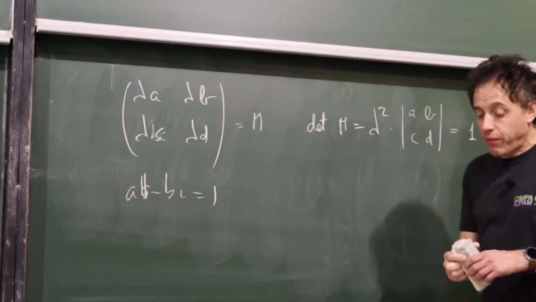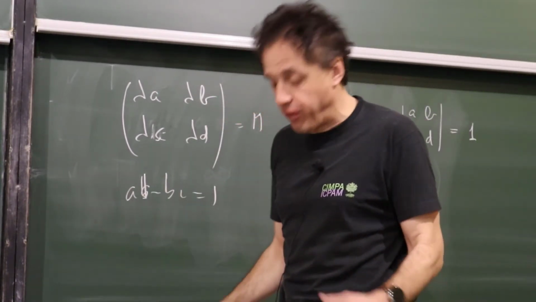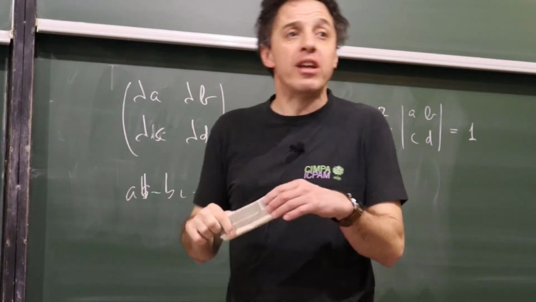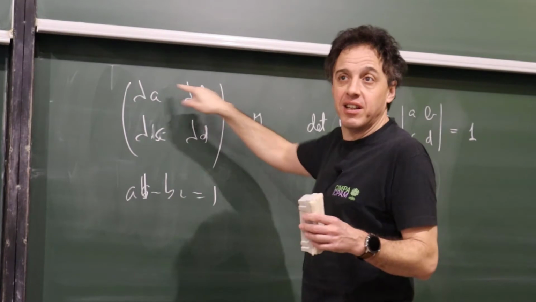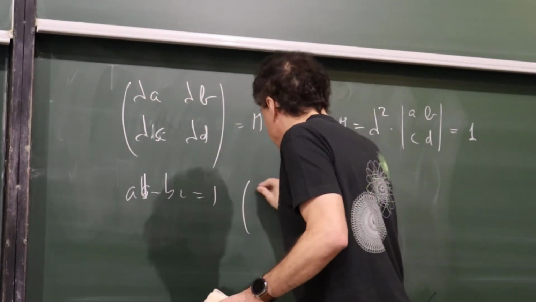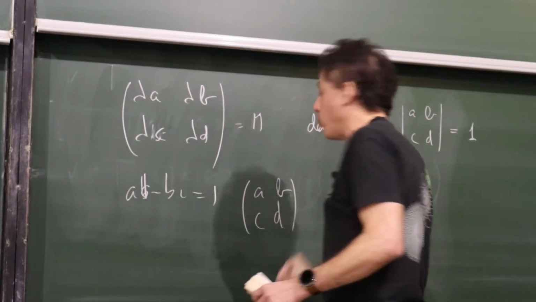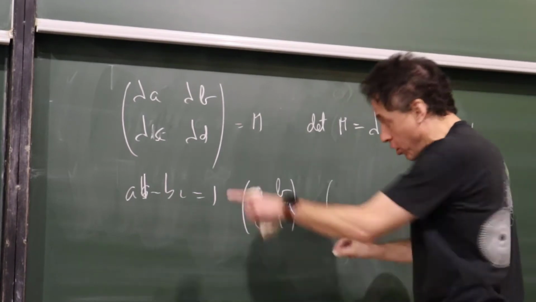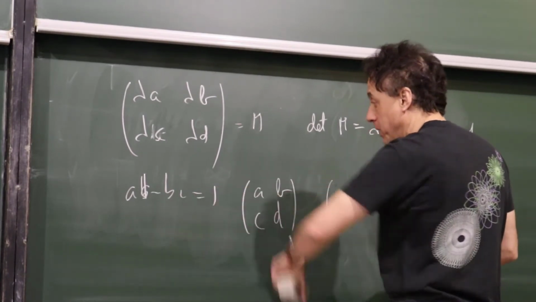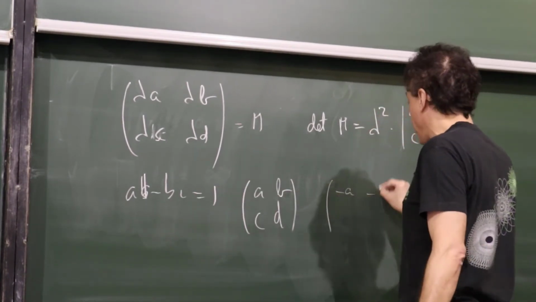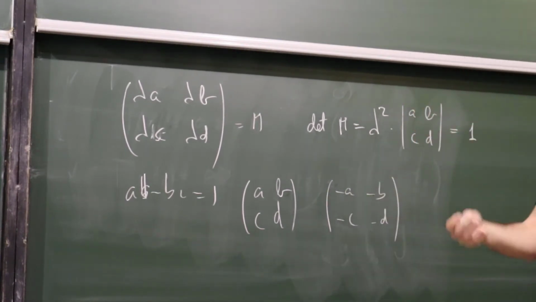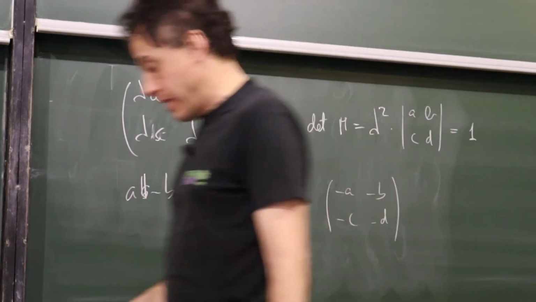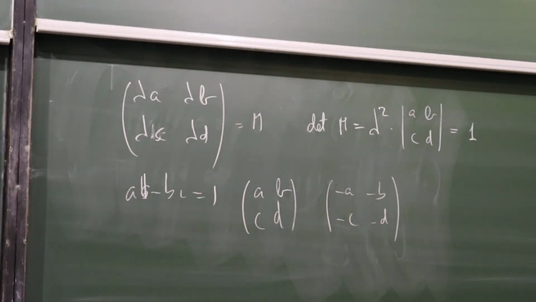In this case, we have very little flexibility. The only thing we can change is the signs. So A, B, C, D would represent the same Möbius transformation with the condition AD minus BC equal to 1, such that minus A, minus B, minus C, minus D is the only flexibility we have now, okay? So sometimes we use this condition.